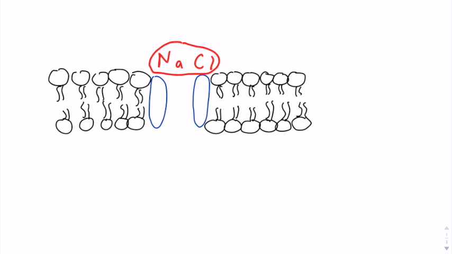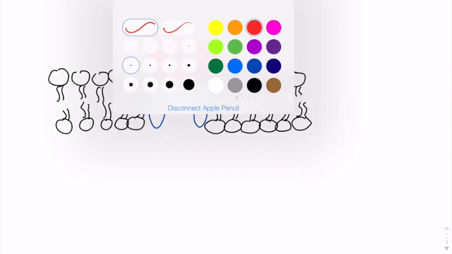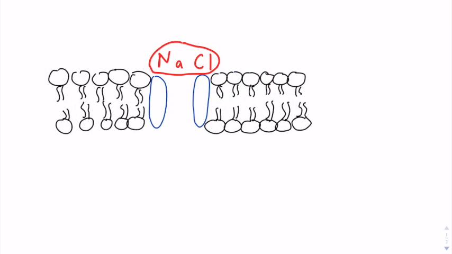Hey guys, today we're going to be talking about hypertonic, hypotonic, and isotonic solutions. First off, we need to look at the structure and function of a cell membrane. A cell membrane is a semi-permeable membrane, which means it's very selective in which molecules are allowed to pass into and out of the cell.